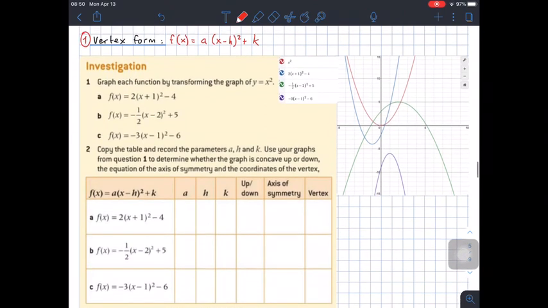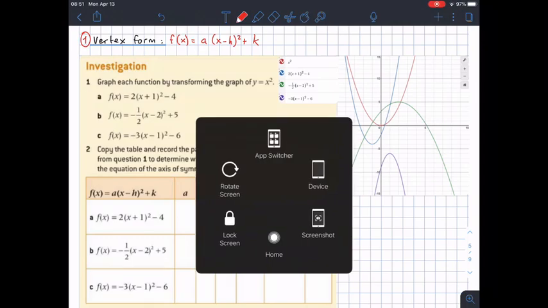So we're going to do a short investigation in order to see what happens here. It says, graph each function by transforming the graph y equals x squared. So the first thing you want to do, if you want to do this in your calculators, you can do so. We're going to graph these three functions and also the function y equals x squared, the parent function of a parabola. To save some time, I already did this sketch, but I'm going to go to Desmos in order to be able to change some things.